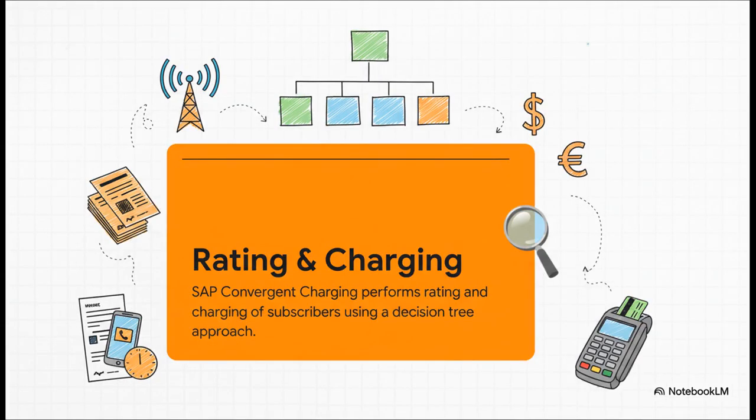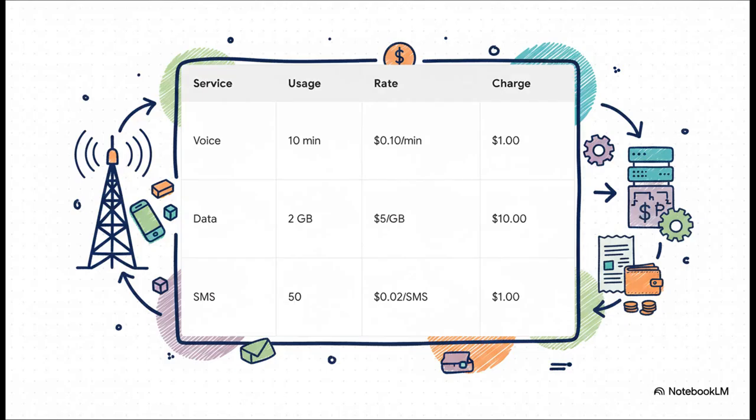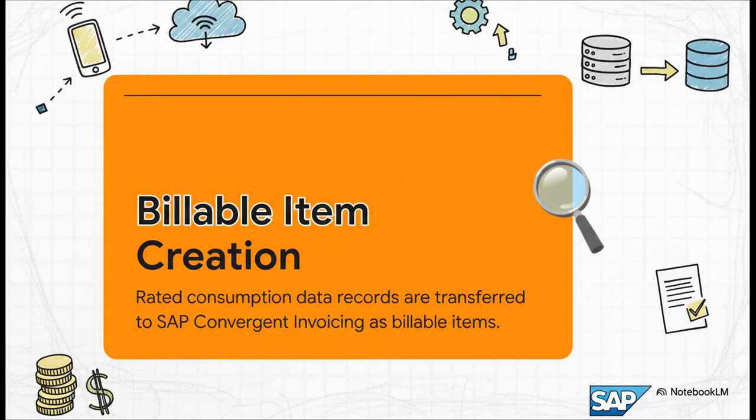Next up is rating and charging. This is where the system figures out exactly what to charge for that usage. You can see here how it applies different rates for voice, data, and SMS based on the plan. These charges then become individual billable items, all packaged up and ready for the next step.